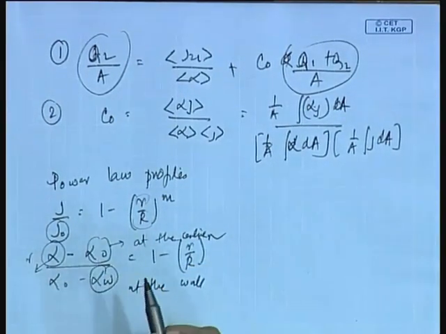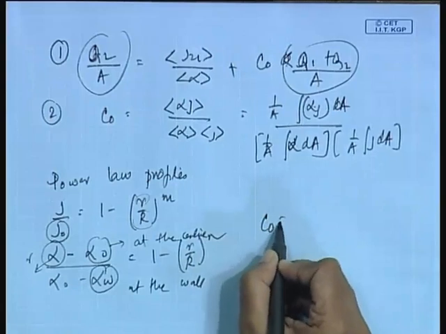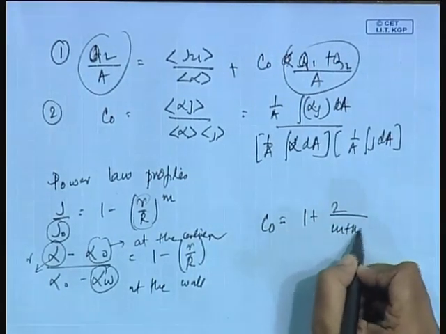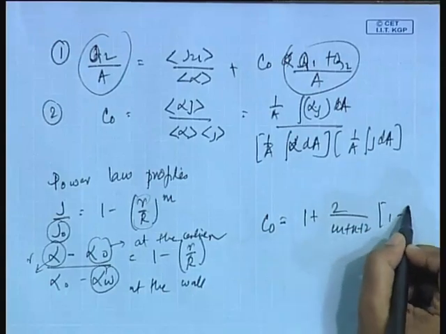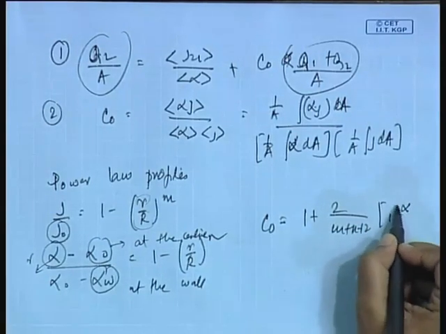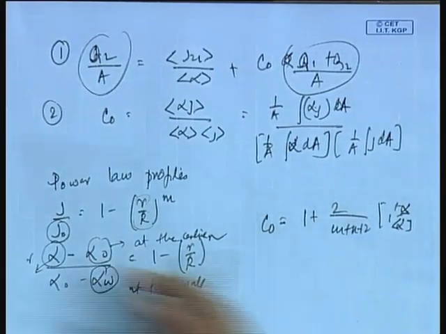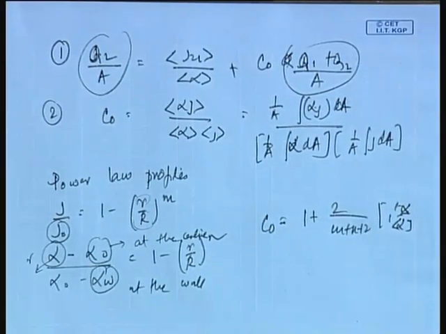So, for such a situation we find that C0 can be given as 1 plus 2 by m plus n plus 2 into 1 minus alpha by alpha. Okay. So, this I have already written down in the PPT. Okay.